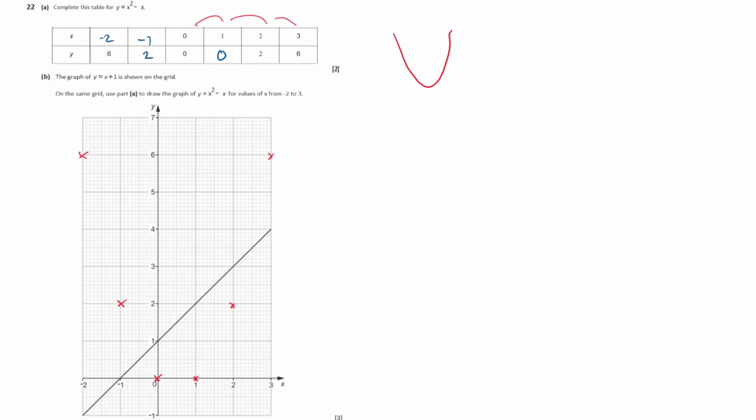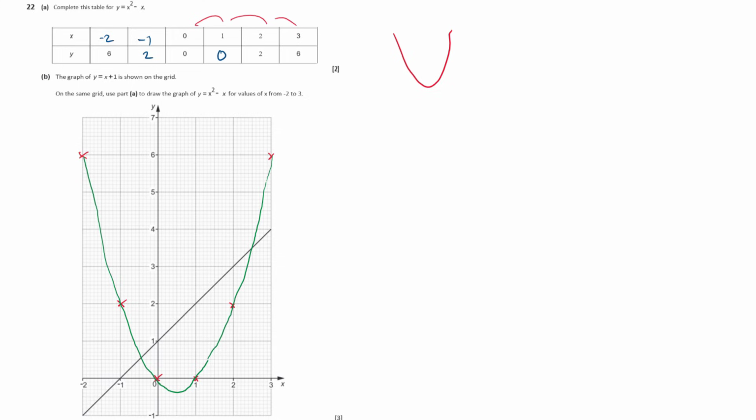Okay, so it's a curving thing. Should be symmetrical on both sides. Now it doesn't have a flat bottom, so it will dip below the axes between 0 and 1 and then start coming back up again. Okay.